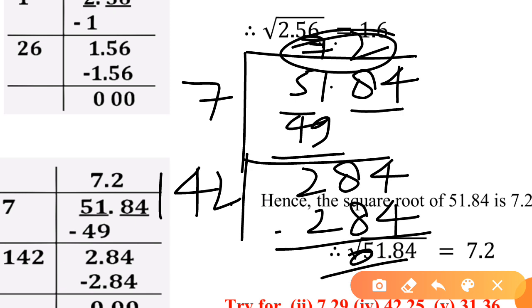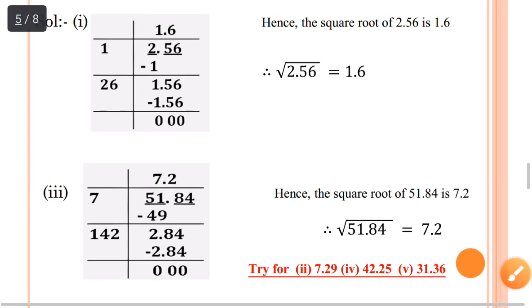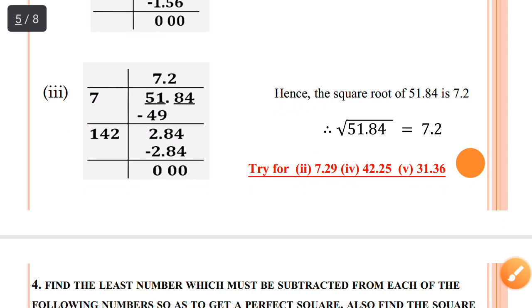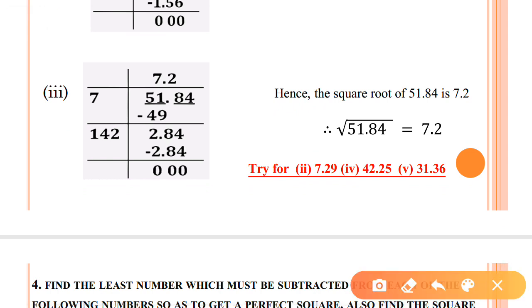So the answer here is 7.2. You can either write the point here or not, since the point will not affect our calculation. So the square root of 51.84 is equal to 7.2.